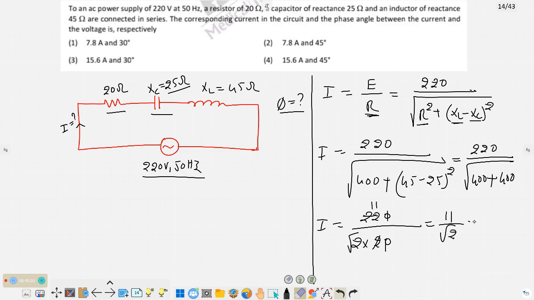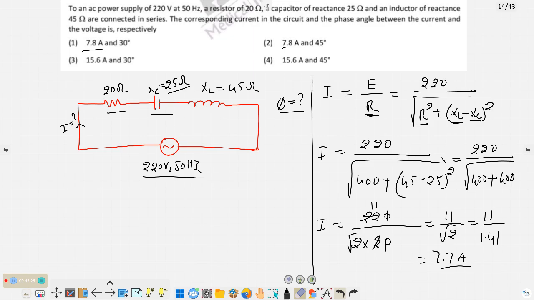11 by root 2, with root 2 value 1.4 nearly. Check it: this value you are going to get nearly 7.7 something, 7.7 amperes here. 7.7 means in the options, if you see, 7.8 is there. So within this, one of the answers will be there.